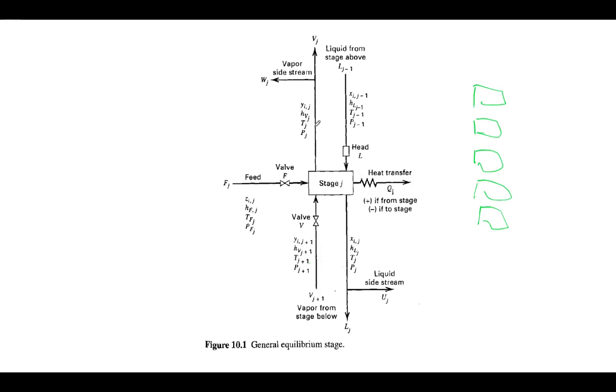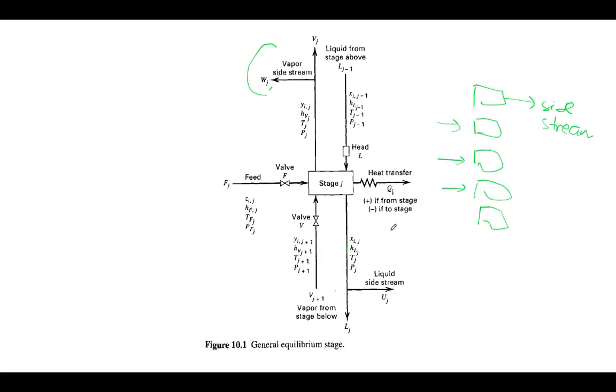Okay, and don't forget, sometimes in some stages there are side streams, or sometimes there are multiple feeds. So if there is a side stream in the vapor phase, it's going to look like this. We can call it Wj, or if there is a liquid stream from the liquid down there, we can write it Uj.